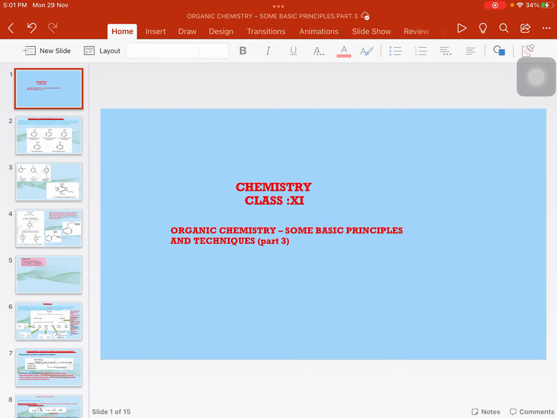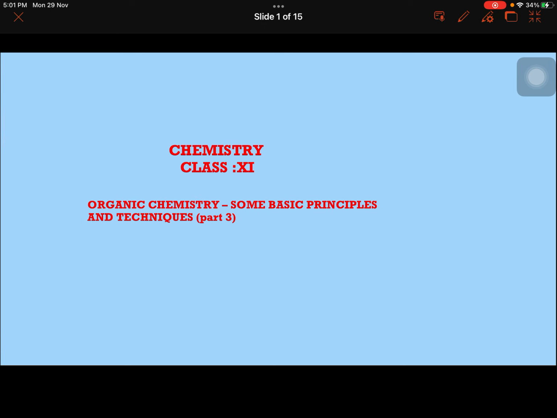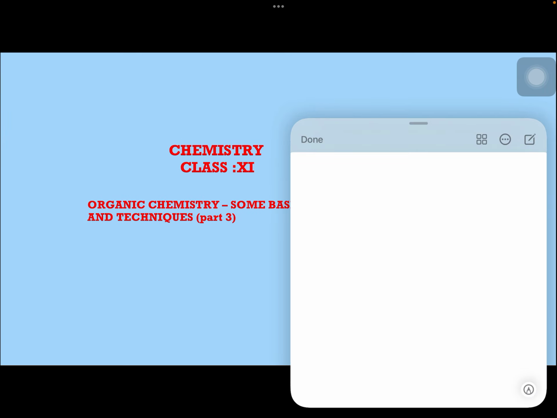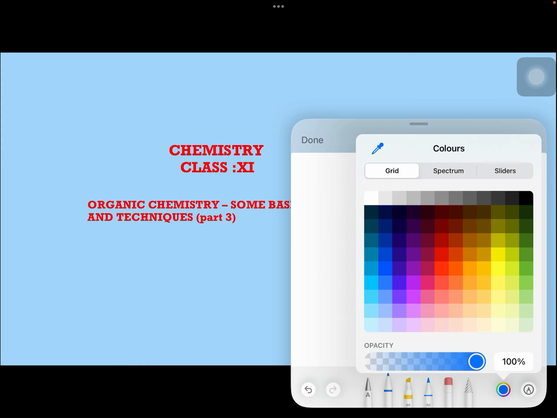Now, before going further, I would like to discuss quickly how we write the IUPAC nomenclature. In a way, it's a recap of the IUPAC nomenclature of the compounds which we have already discussed in the previous class. So let us take a few examples quickly.